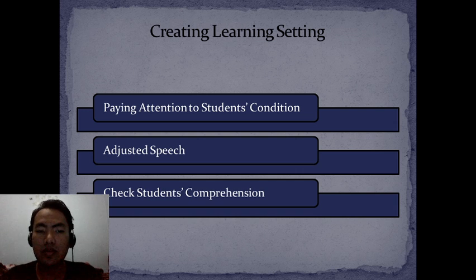And then the last step to create a learning setting is to check the students' comprehension. By the end of the meeting, the teacher can ask questions to clarify the students' understanding. Do they understand the material that has been taught or not?